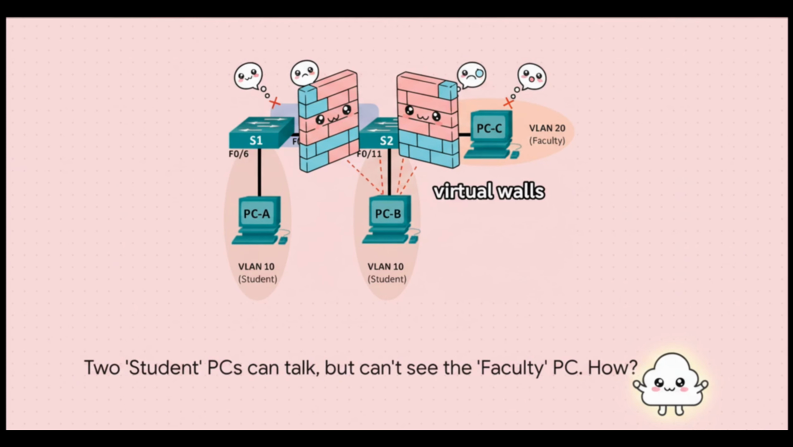Okay, so take a look at this. We've got 2 student PCs and 1 faculty PC. Now, the student machines can chat with each other all day long, no problem, even though they're plugged into totally different physical switches. But if they try to see the faculty computer, nothing. It's like it doesn't even exist. So how is that even possible when they're all on the same physical network? The answer, as you can see, is those virtual walls.